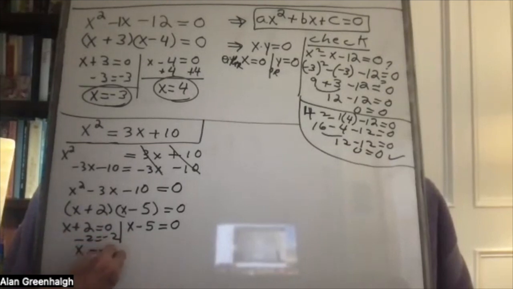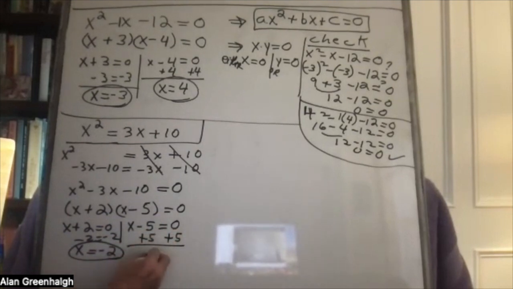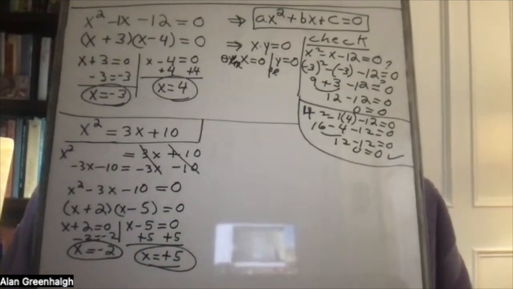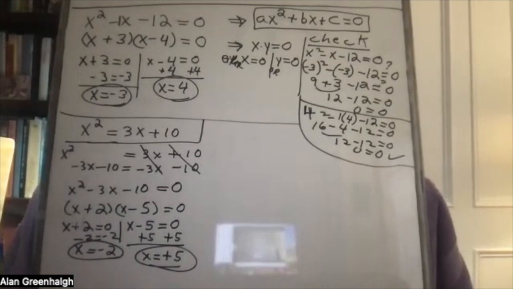X is -2. And x is +5. And you could check it formally, just for your own purposes, or you could check it informally.